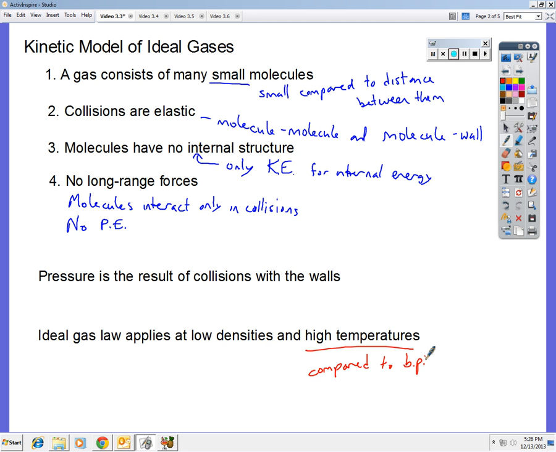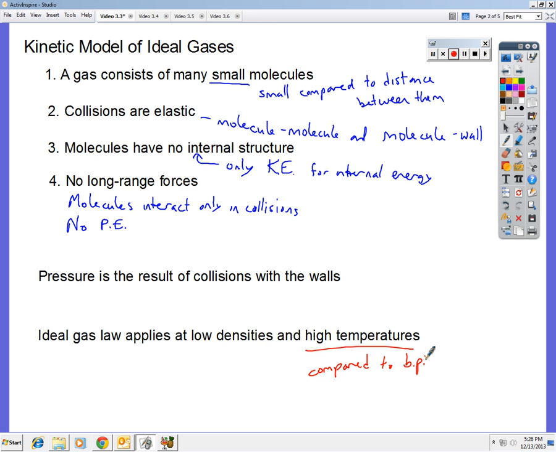But the air in this room, even though it's not at what we think of as a high temperature, it's actually fairly chilly right now, it's well above the boiling point of nitrogen and oxygen, because those have boiling points of somewhere around -200 degrees. And so when we say high temperature, it means high compared to the boiling point of the gas.